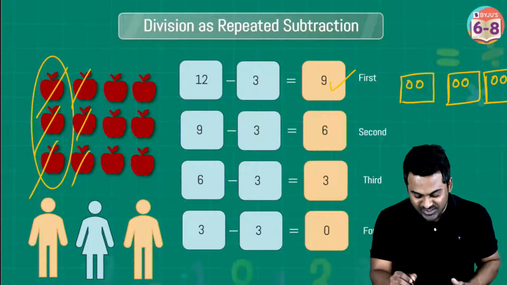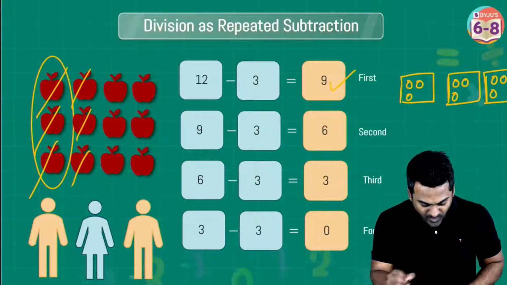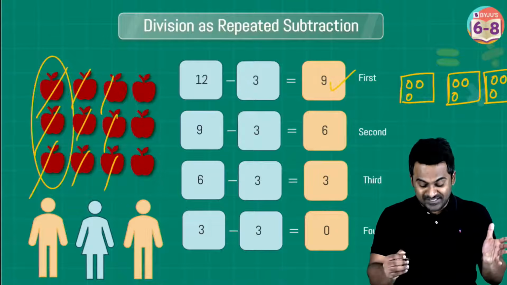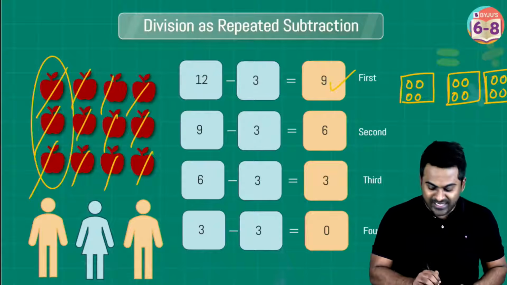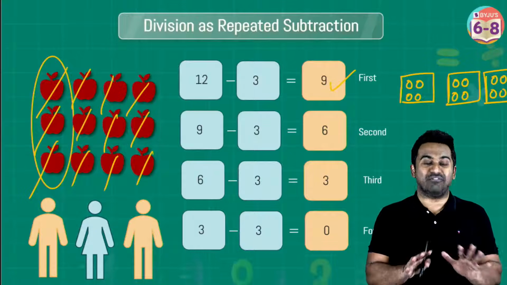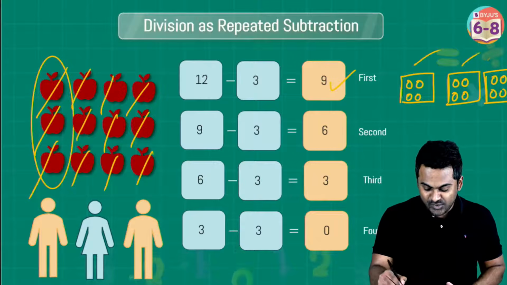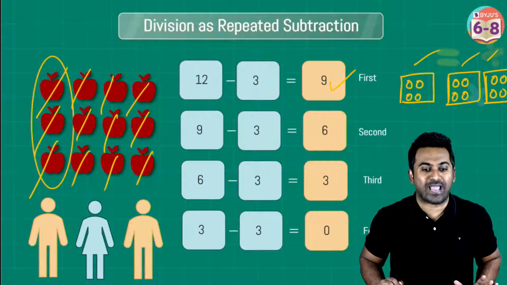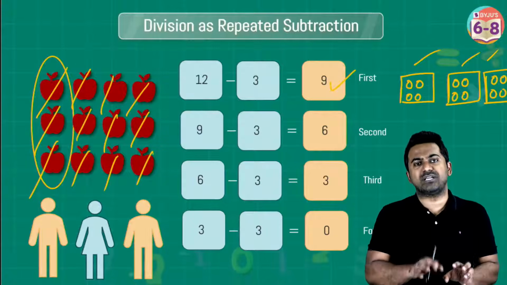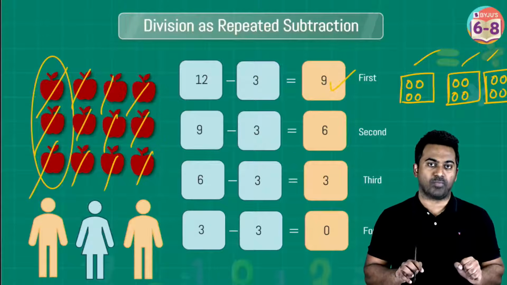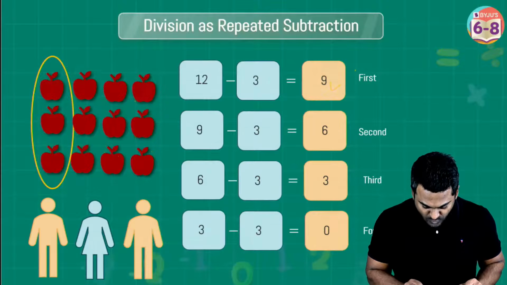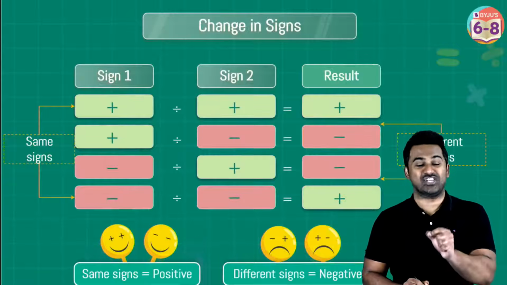I give 1 to each. 1, 1, 1. Again, 3 apples are left out, and then I'm going to again give 1 to each. And now when I do that, no apples are left out, which means, as you can see, each person here is going to get 4 apples. So this is how we can treat division as the idea of repeated subtraction. Okay? Now let's move on and check out the change in signs.